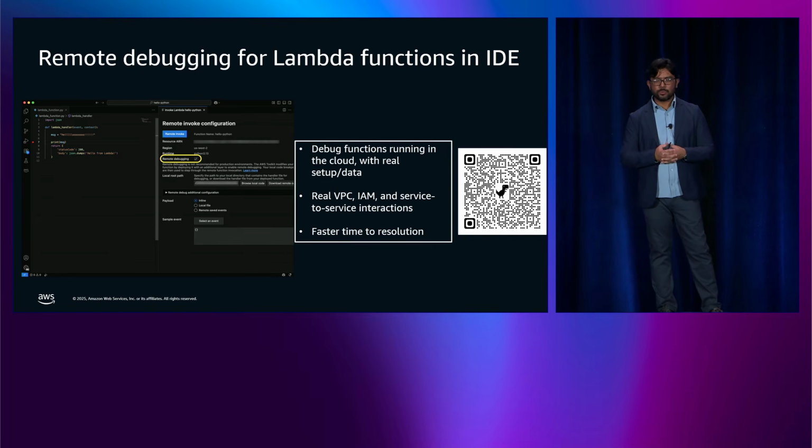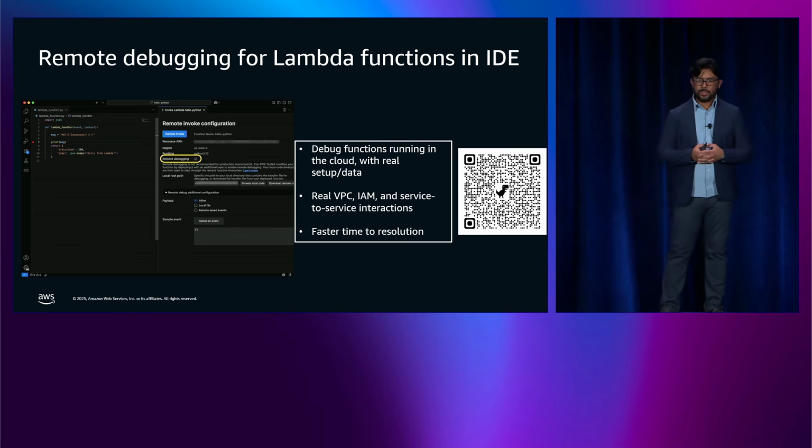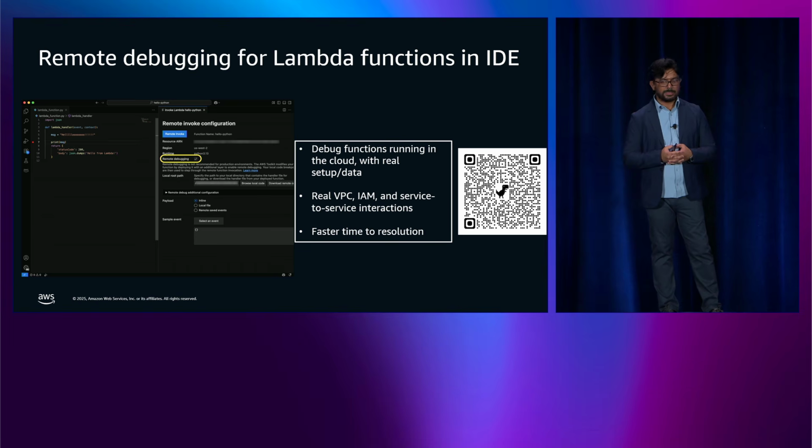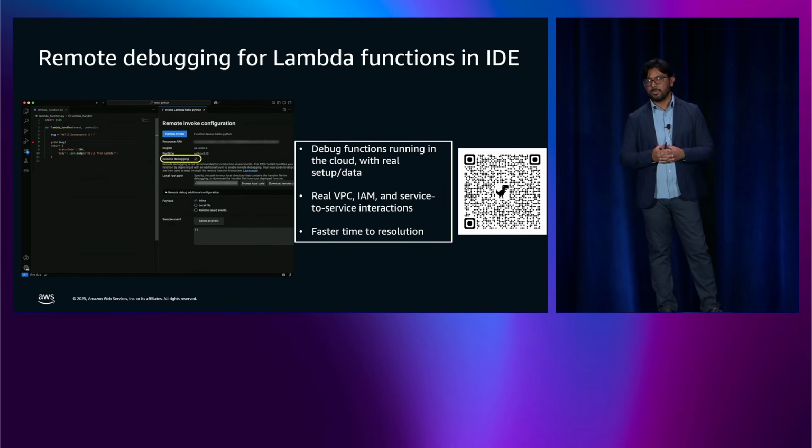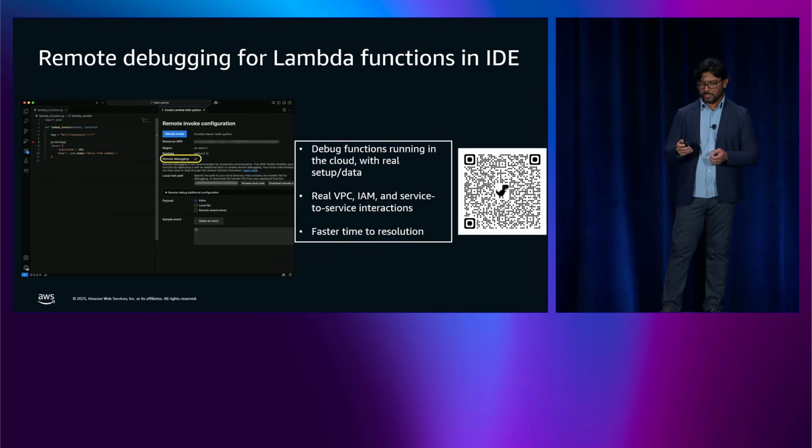So, presenting remote debugging for Lambda functions. This is super exciting and truly a unique feature. Now you can debug functions running in your account in the AWS cloud directly from the local VS Code IDE on your device. You can debug directly against the real function setup and the data it handles, not emulated resources, without requiring any setup. So debug issues that occur only in the cloud like VPC and IAM-related issues and interaction between services. This delivers faster time to resolution for cloud-specific issues.